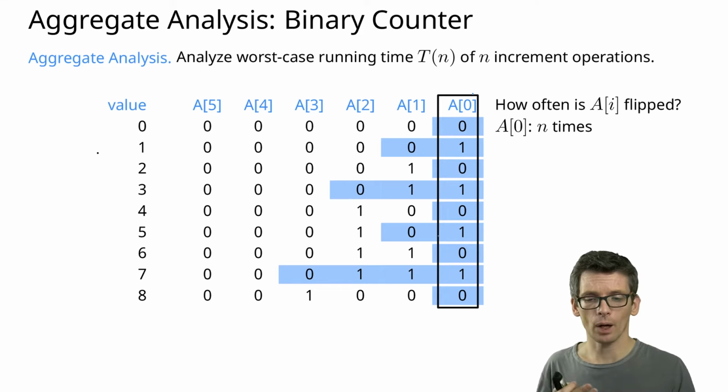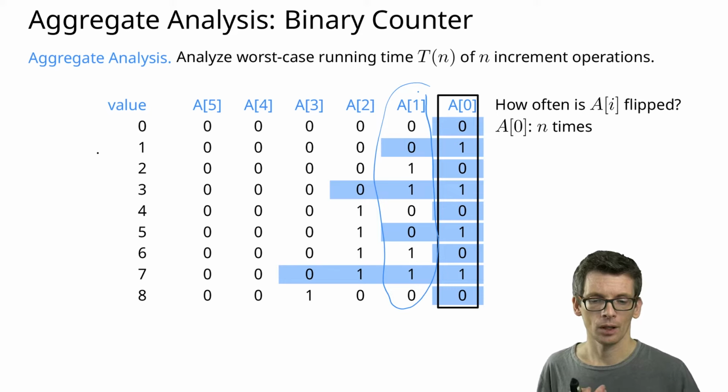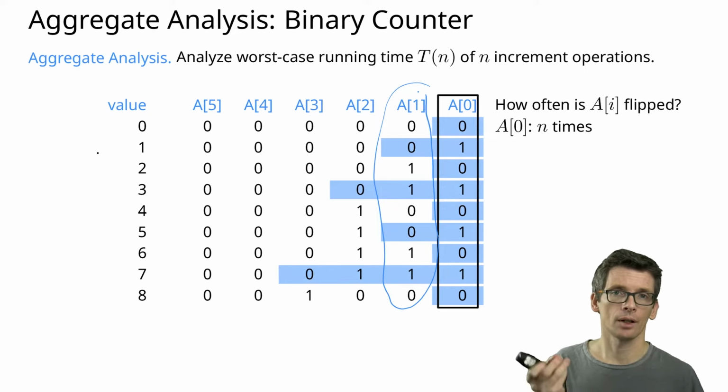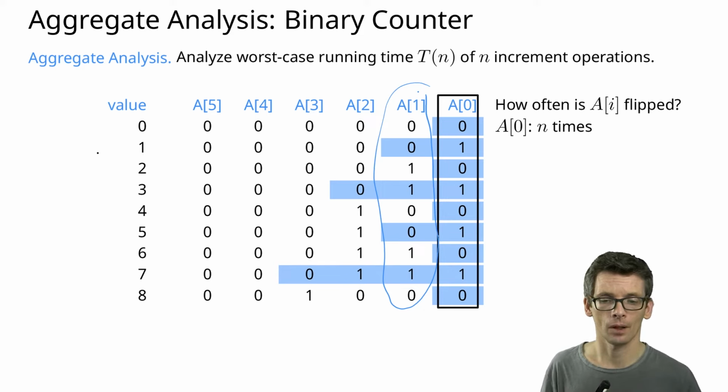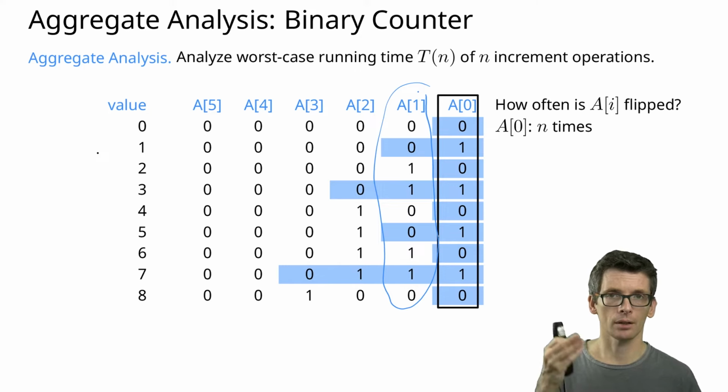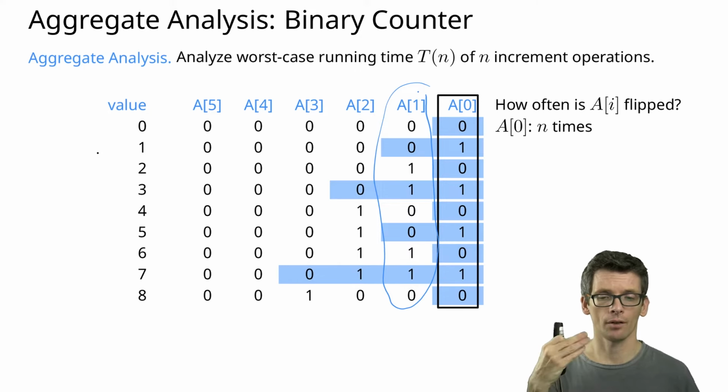How often is a1 flipped? So a1 is actually flipped every second time. What does that mean? It means that we have n half flips of a1.